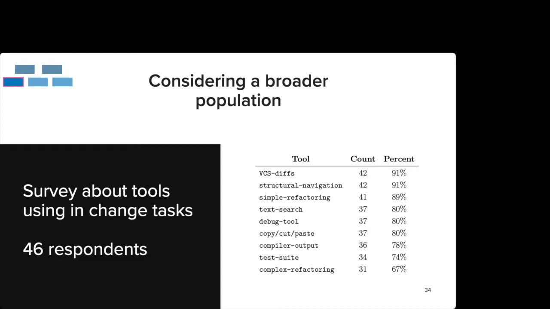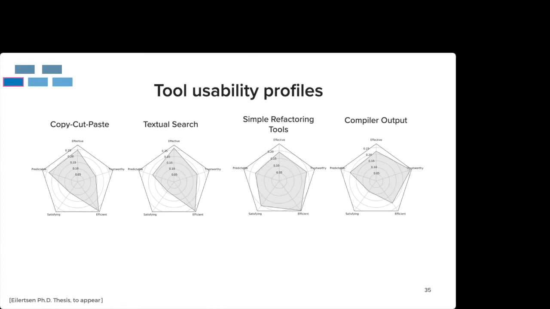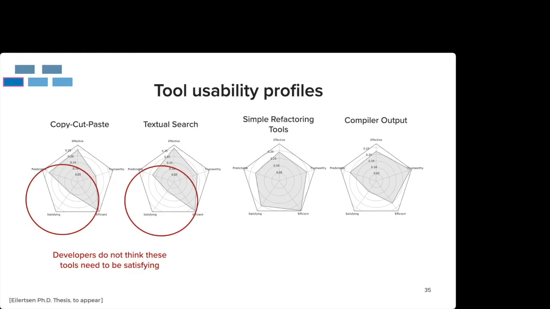The survey asked participants about what usability factors they seek in the tools they use as part of change tasks. The information gathered confirms many assumptions about what developers seek, while providing some interesting hints for future toolmakers. Here are some radar plots about the desired factors in a number of these tools. Developers did not think that either copy, cut, paste, or textual search tools needed to be satisfying. That is, to meet their needs or wants. Yet they did want these tools to be efficient and effective.